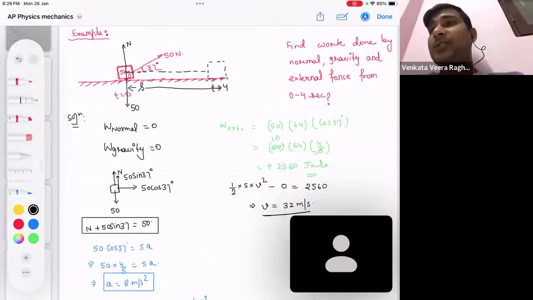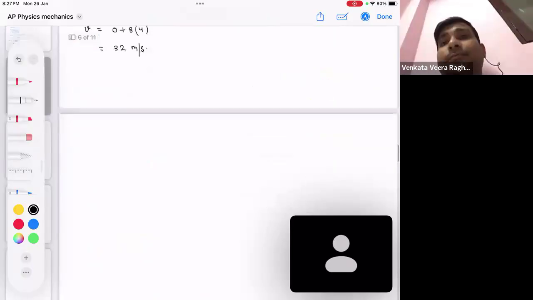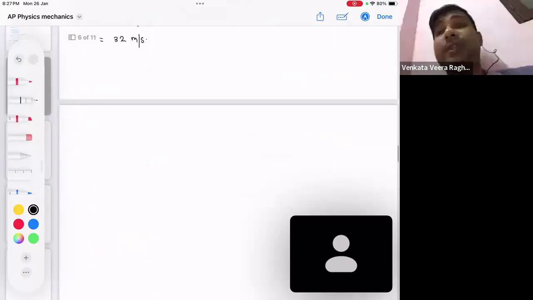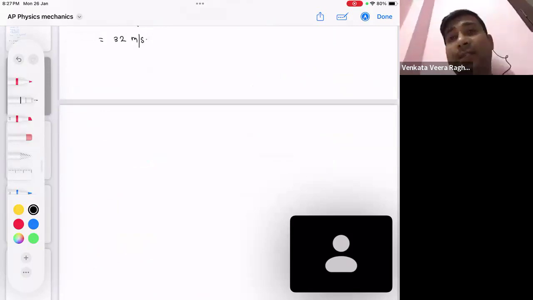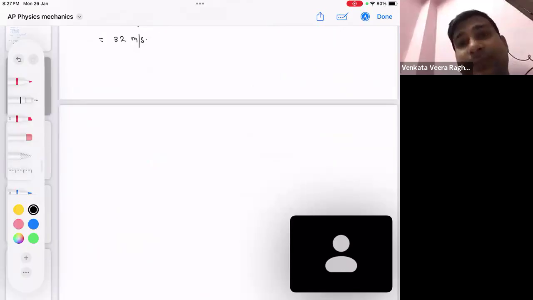Please tell me, did you understand how to calculate the work done? Please tell me, do you understand this? So this is how we are going to calculate the work done. Clear? Let's discuss one more example of work done calculation.